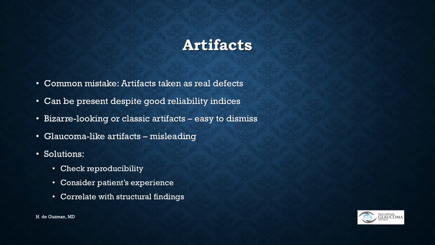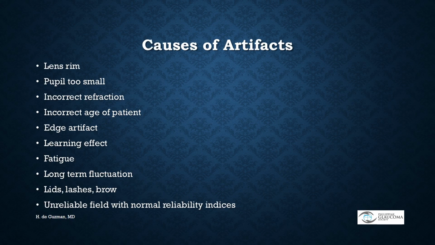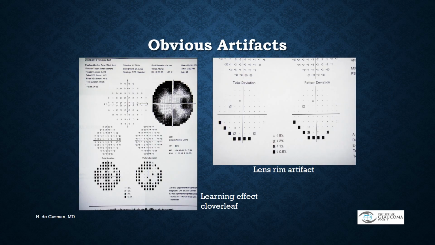So we need to check reproducibility, consider the patient's experience of doing visual fields, and always correlate with the structural findings. These are common causes of artifacts. So these are examples of obvious artifacts. We have the learning effect cloverleaf and the very classic lens rim artifact. Take note, however, that learning effects do not always look like this.